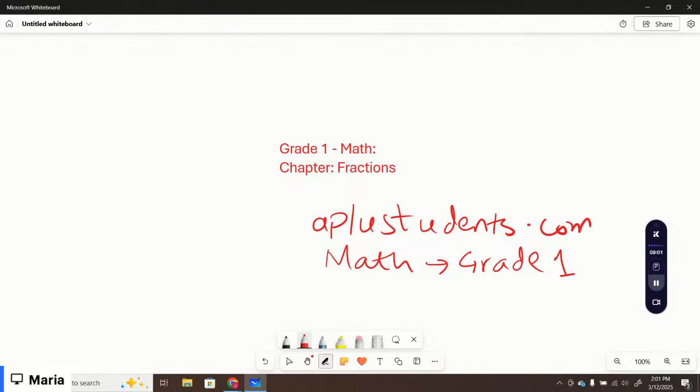There you can find a list of the chapters. We're going to start with the chapter fractions. So please make sure you have your notebook and pencil so that you can note down the important examples and definitions as well.